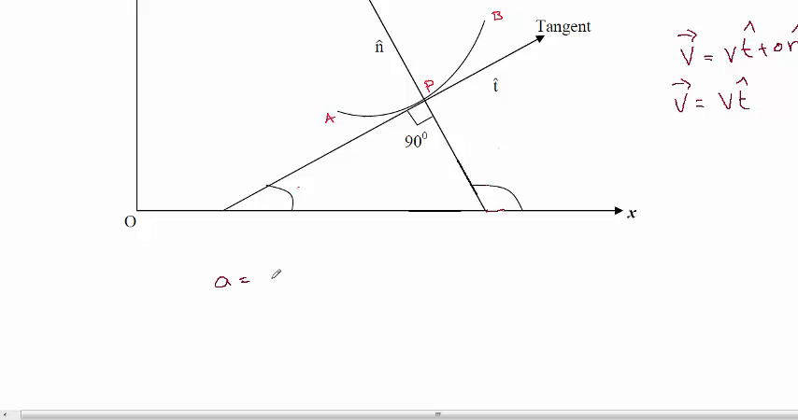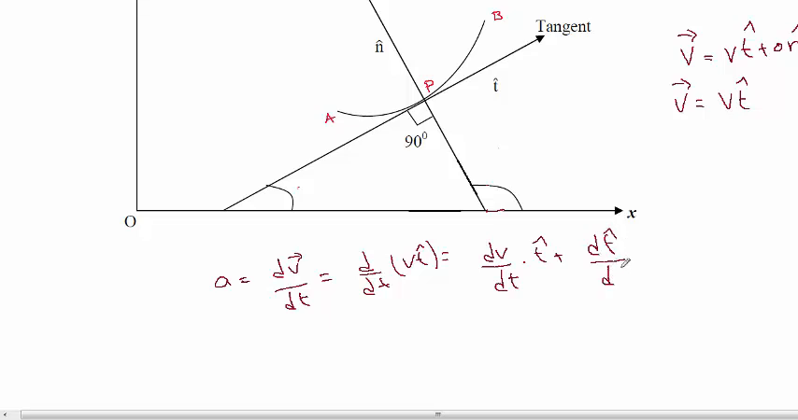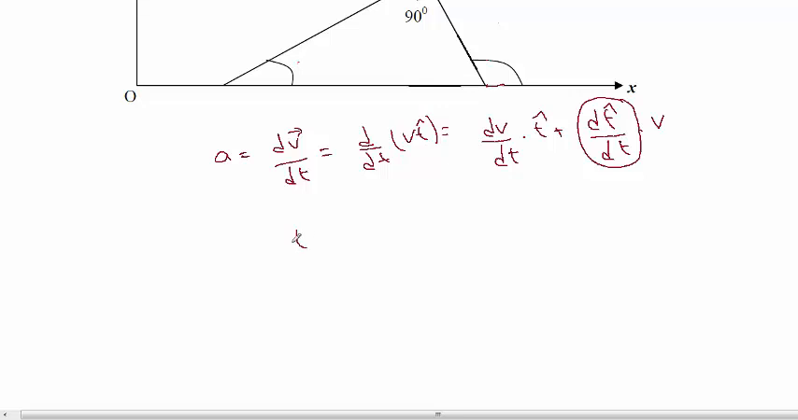Now acceleration is equal to the derivative of velocity with respect to time, which can be d by dt of v t unit vector. So we can write this as dv by dt and t unit vector as it is, plus dt by dt and v as it is. Now we have to find the magnitude and direction of this dt by dt. As we know that dot product of unit vector with itself is equal to 1.